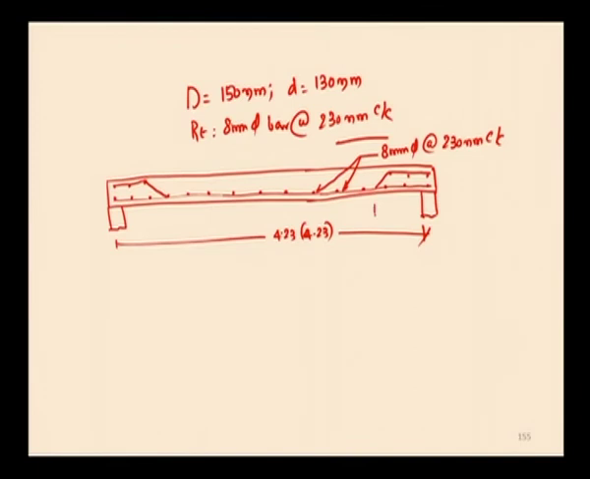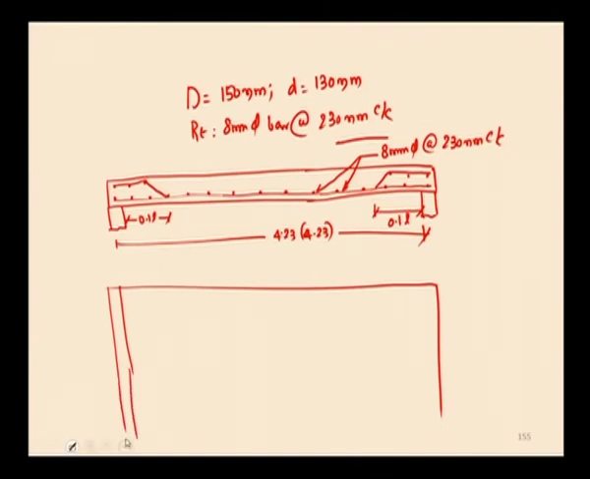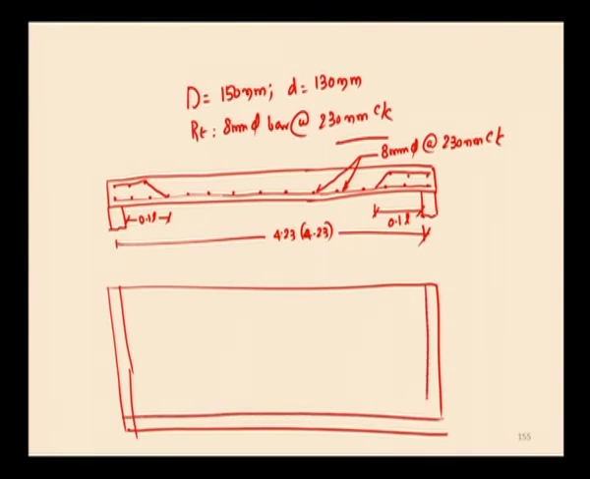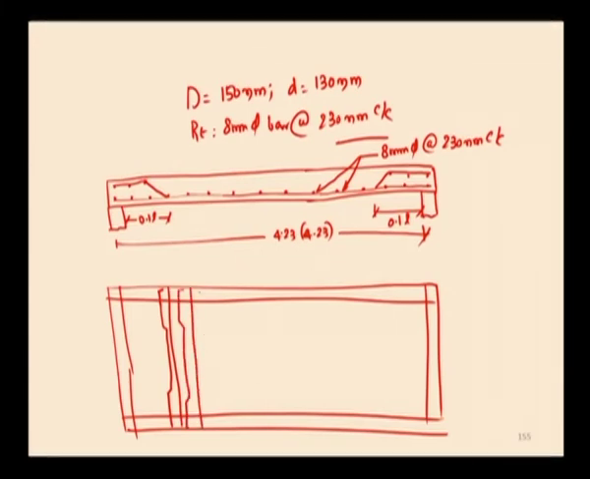An alternate bar has to be cranked at 0.1 L from the face of the support. Here also it has to be cranked at 0.1 L from the face of the support. So, if you take this as the plan view, the reinforcement has to be provided along both the directions.